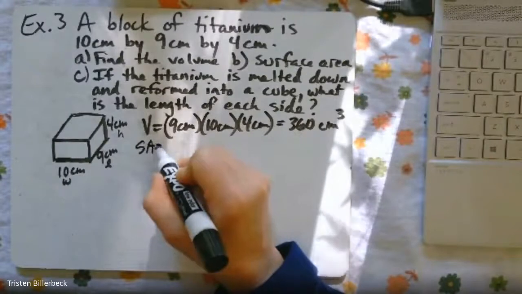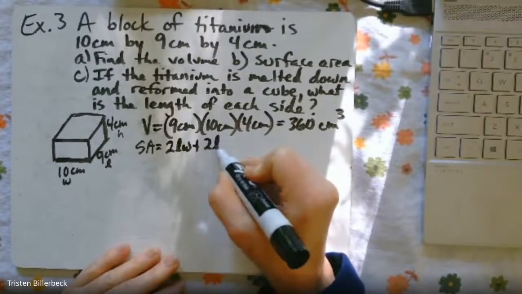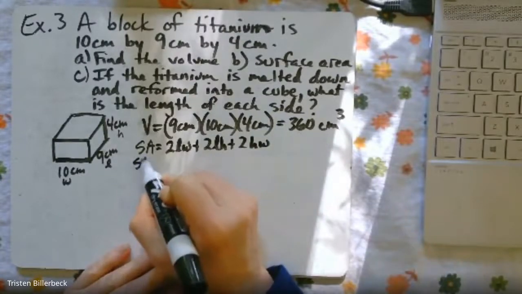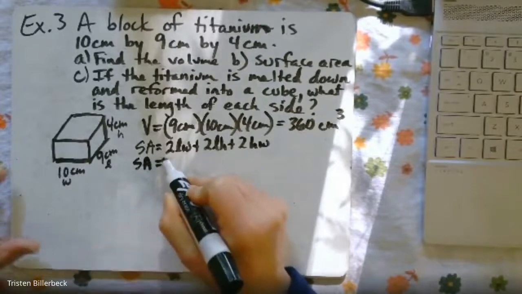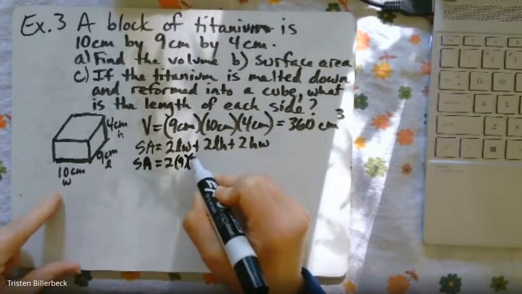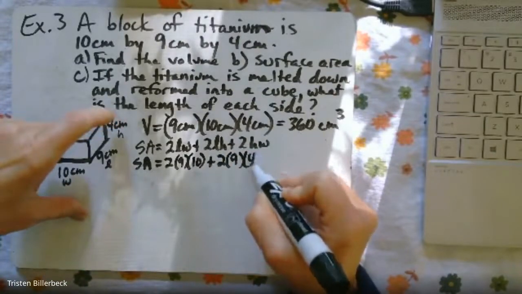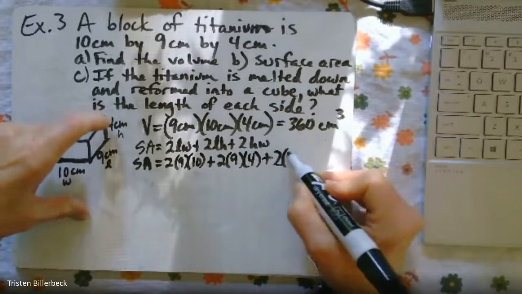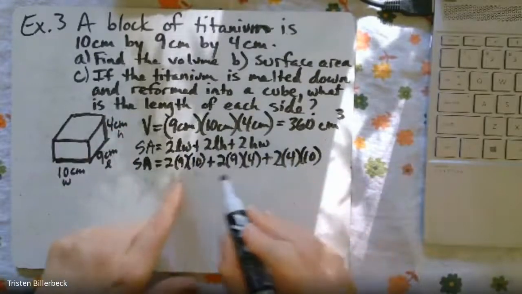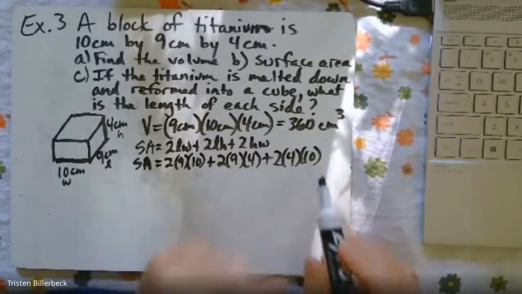So surface area, if you remember, it's going to be 2 times length times width plus 2 times length times height plus 2 times height times width. Okay, so we have S, surface area, SA is 2 times 9, and I'm going to skip the units for now, just for room, and then plus 2 times 9 times 4 plus 2 times 4 times 10. So this is a good idea to label these when you're doing this, because you want to make sure none of these pairs are the same. So see how these are all different number pairs?